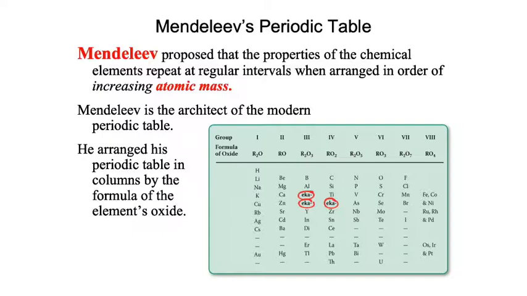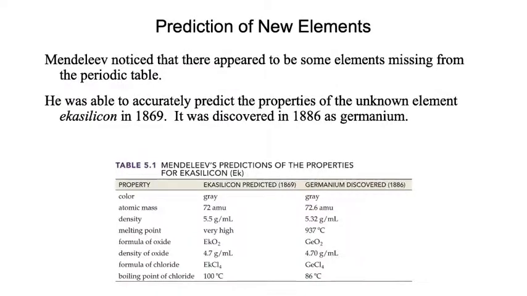That's kind of neat. Okay? Then people go out and discover that. How kind of neat and interesting and cool is that? Let's take a look at some abilities. Eka-silicon, 1869 is when he predicts it. Germanium, the actual element for eka-silicon, discovered 20 years later.